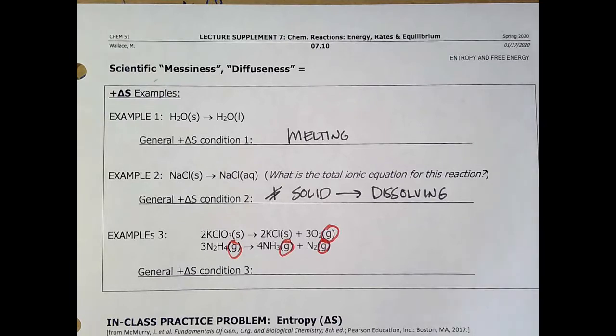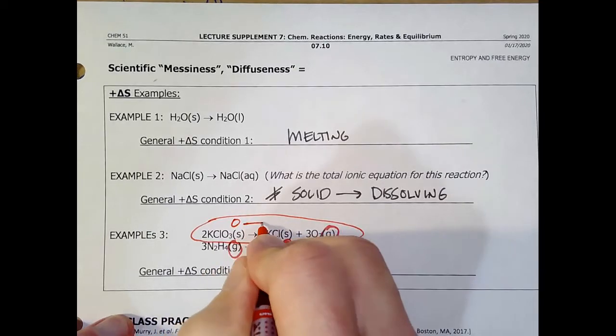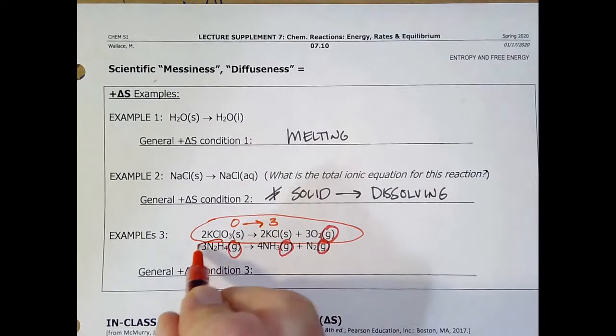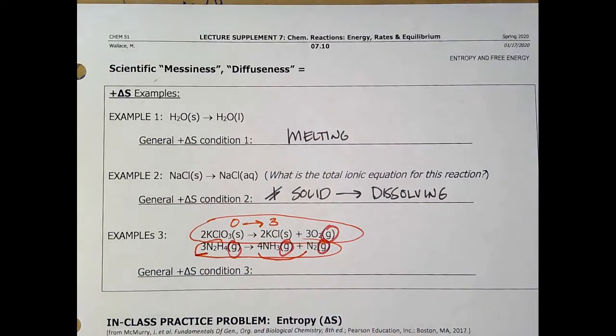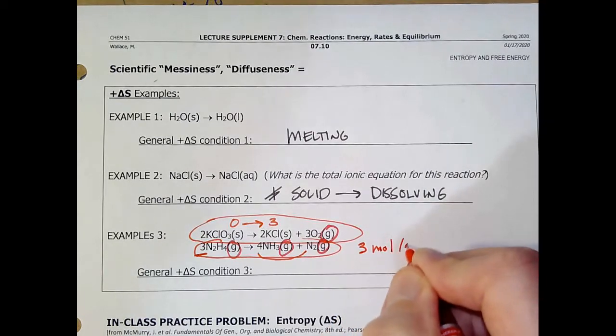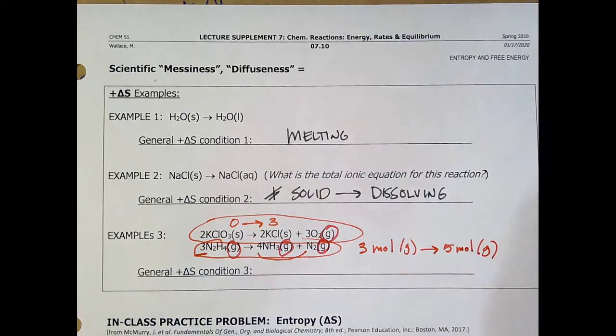All right, here's what's going on. In this reaction right here, I've got 0 moles of gas going to 3 moles of gas. And stop the video and think about that. Here I've got 3 moles of gas going to 5 moles of gas. Now that doesn't make sense. Stop the video, look at that for a second. So it really comes down to this: increasing the moles of gas.